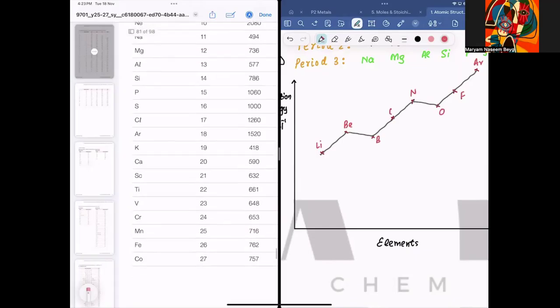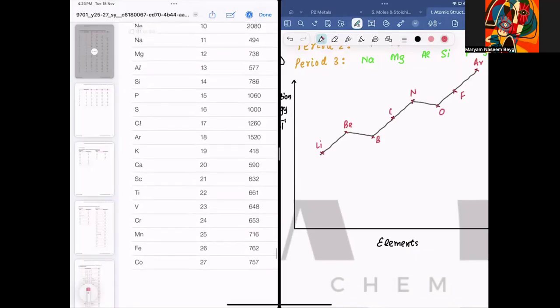Let's start with period 3. The first element is sodium. Its ionization energy is 494. So you can see it is lower than the lithium. That's what we have discussed, because down the group, the ionization energy decreases. So every element of period 3 has a lower ionization energy than the period 2 element of the same group. Is this clear? Okay.